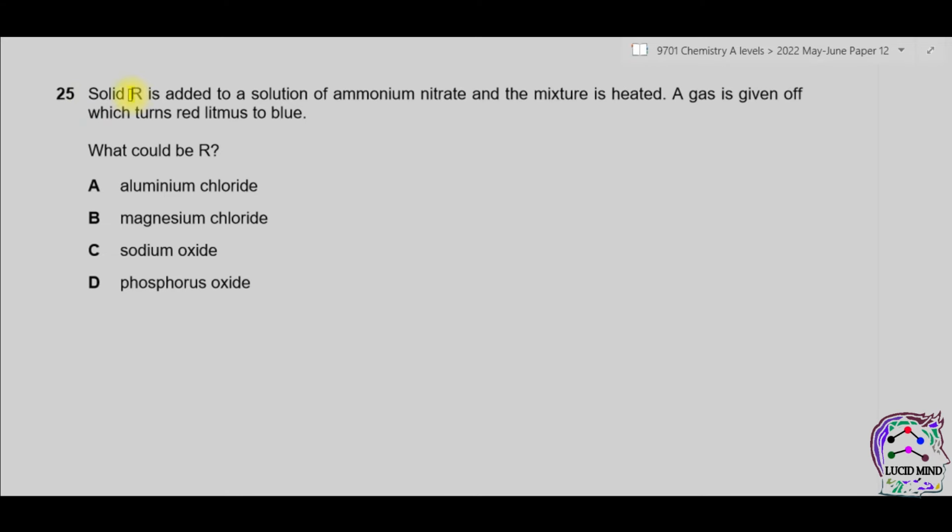Question 25. Solid R is added to a solution of ammonium nitrate and the mixture is heated. A gas is given off which turns red litmus to blue. What could be R? Now the first thing is the litmus test. So we have red litmus to blue. It means that the gas is basic, because a base turns red litmus to blue. Now as we have ammonium nitrate, that basic gas could be ammonia.